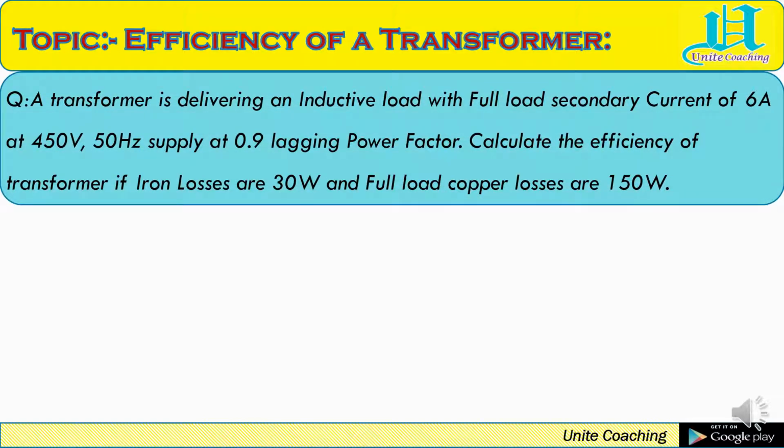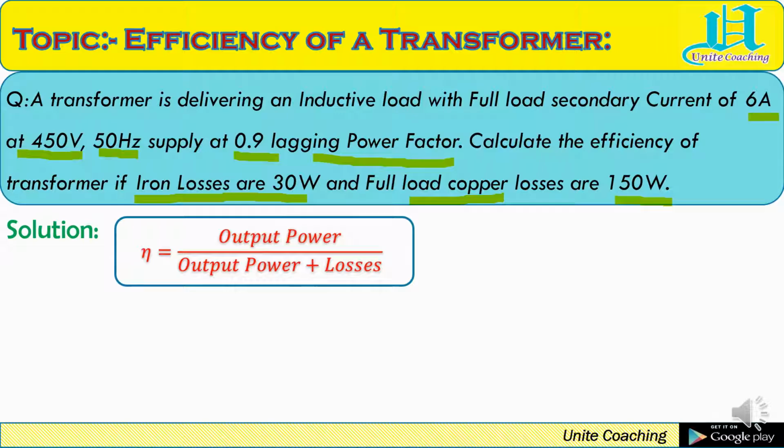Let us understand this concept by a simple numerical. The question says a transformer is delivering an inductive load with full load secondary current of 6 amperes at 450 volt, 50 Hz supply at 0.9 lagging power factor. Calculate the efficiency of the transformer if iron losses are 30 watts and full load copper losses are 150 watts.